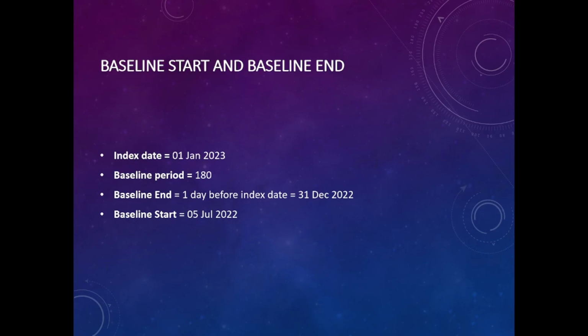And to find when the baseline period will start, you go back 180 days. So 5th of July 2022 will become the start of the baseline period, and it will end on 31st of December 2022. And the index date is 1st of January 2023. We'll see some more examples to explain this part.